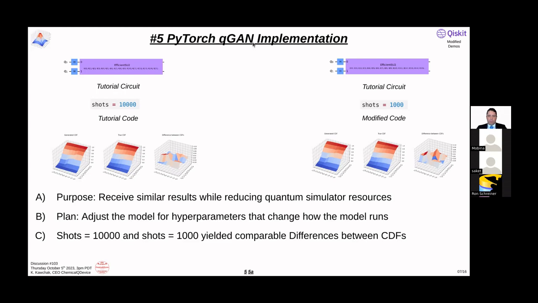And the thing that was most productive was reducing shots by an order of magnitude, from 10,000 to 1,000. It didn't seem to affect the end result much. These are the difference between CDFs here and then the right one here. So overall, 10,000 shots is still probably better as far as not going as high in red and as low as blue, but it wasn't that much difference.